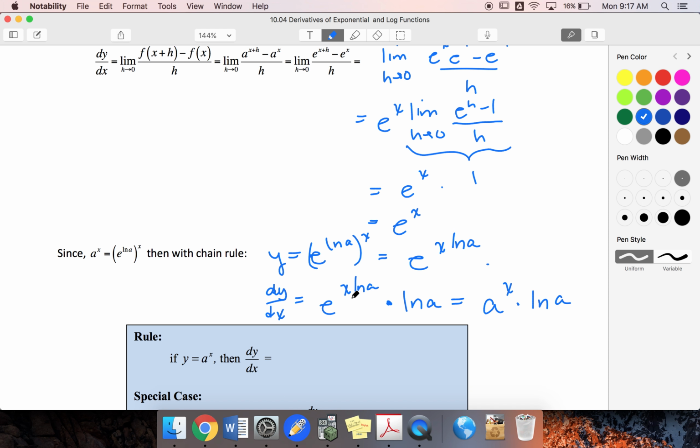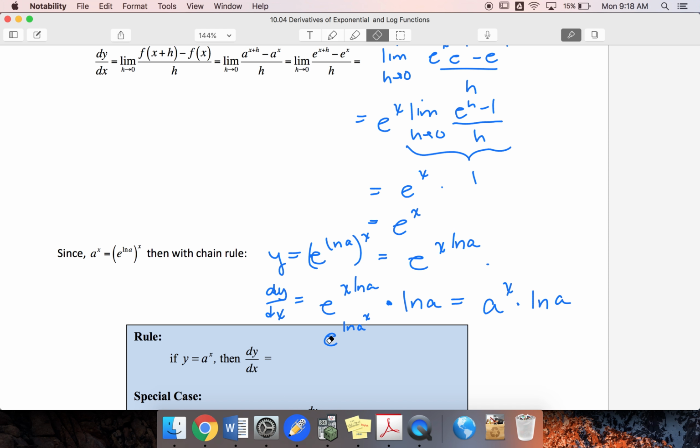So remember, this simplifies down because if I have ln, I can bring this up to the top. So this is the same as e to the ln a, to the x. And then my e raised to the power ln, kind of like it cancels, that's not really what happens. So that's why I get this back.